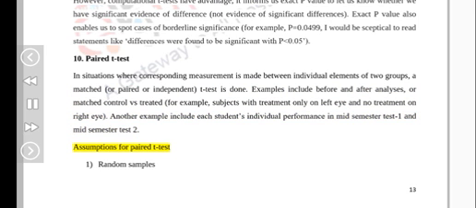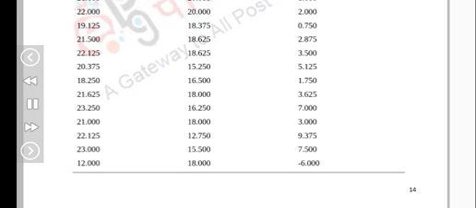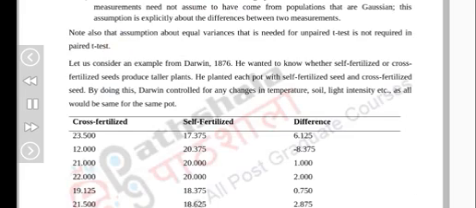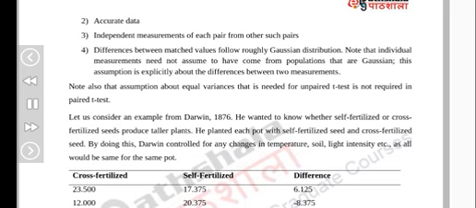Assumptions for the paired t-test. 1. Random samples. 2. Accurate data. 3. Independent measurements of each pair from other such pairs. 4. Differences between matched values follow a roughly Gaussian distribution. Note that individual measurements need not be assumed to have come from populations that are Gaussian. This assumption is explicitly about the differences between two measurements. Note also that the assumption about equal variances that is needed for the unpaired t-test is not required in the paired t-test.